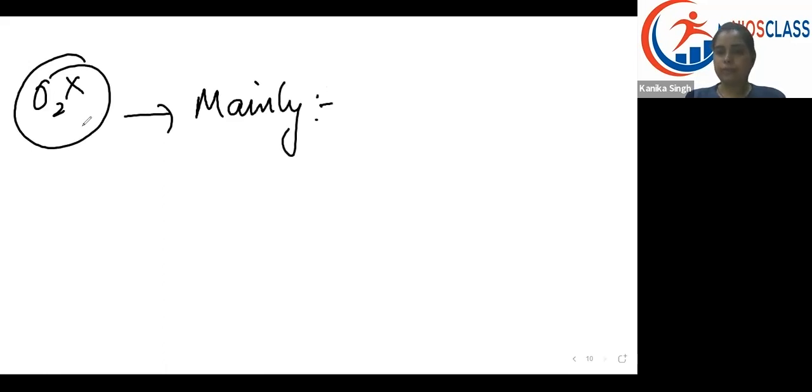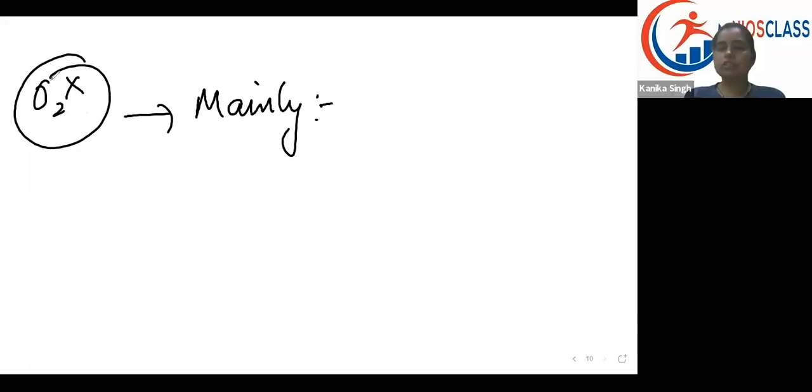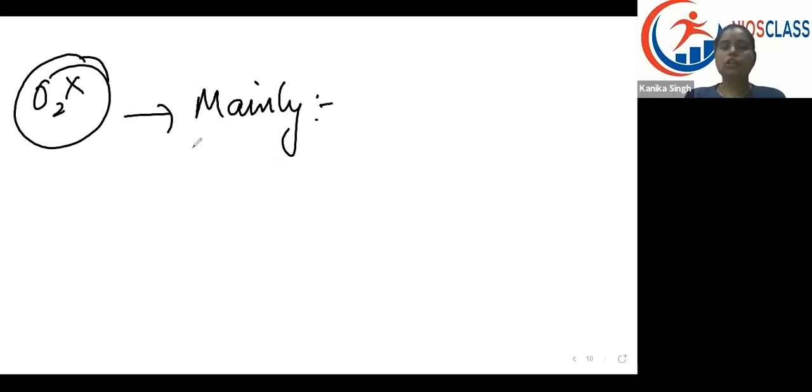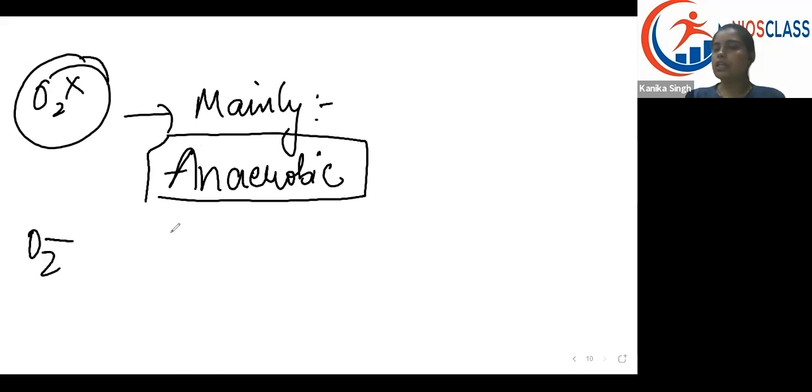If oxygen is not there, then it will be... Ayush, can you tell me? Anaerobic. Yeah, correct, Ayush. Very nice. So if oxygen is not there, then that condition will be anaerobic, meaning without oxygen. And if oxygen started, then the condition is aerobic.